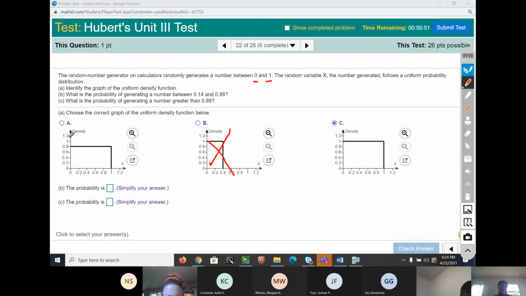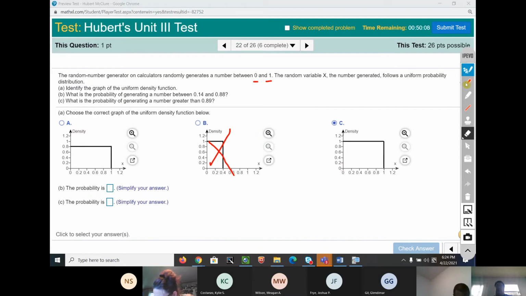Okay? Charlie is the right answer because A has to go to 1 vertically and 1 horizontally, because what is the area under the curve? 1.00. It's got to equal 1. So the height is going to have to be 1 if the base is 1. 1 times 1 is 1. So the only possible answer is Charlie as far as the graph goes.